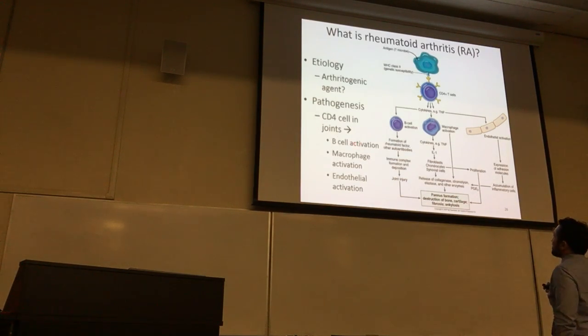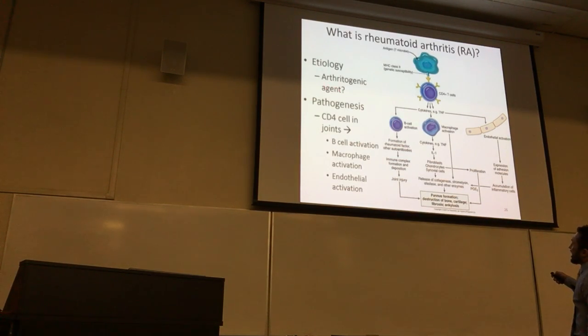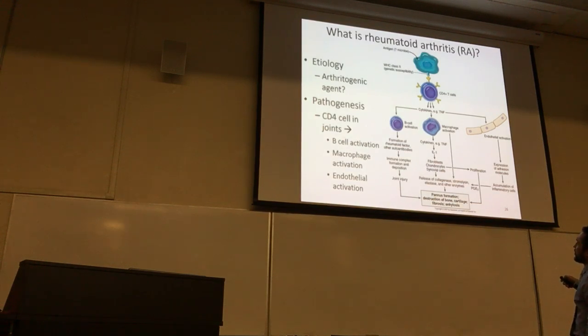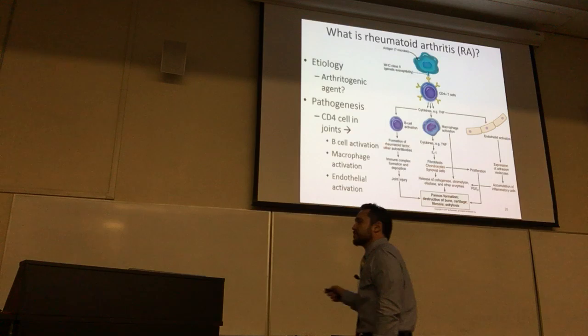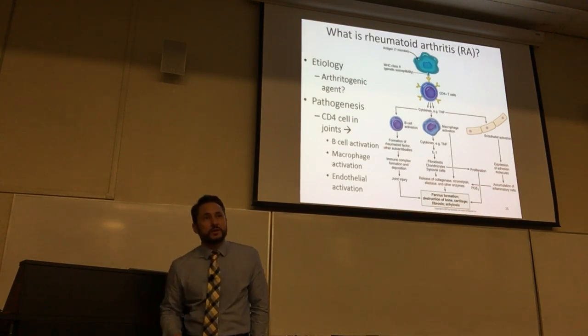So we've got CD4 cells that are activated in the joint. They move on to stimulate B cells, macrophage activation, as well as endothelial activation. And as we move down the cascade of events that can take place, we see our B cell activation, our macrophage activation, as well as endothelium. All of these are going to have mechanistic pathways that cause the end problem. The end problem is this ingrowth of what we call the pannus formation.